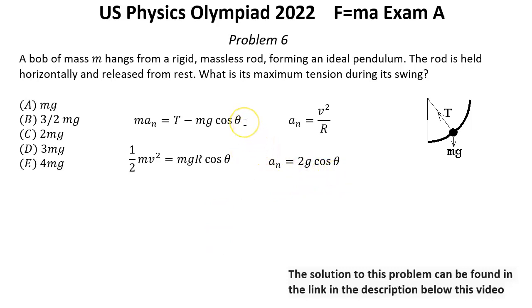From the first equation we can find the tension. Tension will be 3 mg cosine theta, and the maximum for this tension will be when cosine equals 1. It means that the angle is 0, and we have answer D, T maximum equal 3 mg. That was the solution for problem number 6.